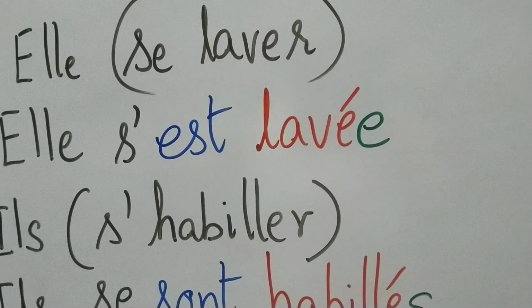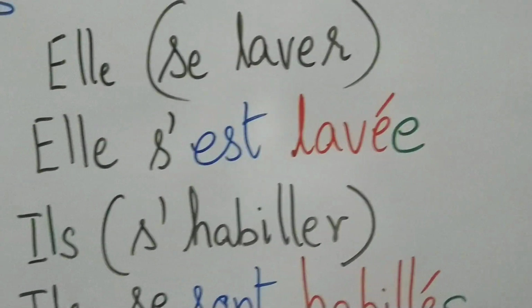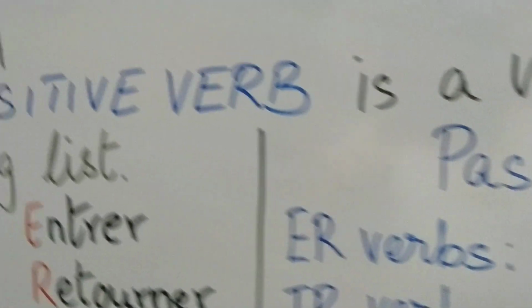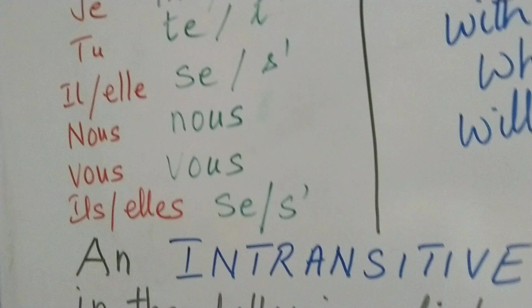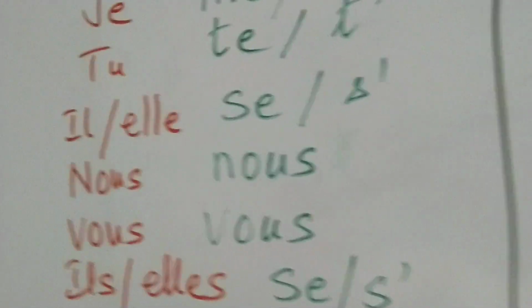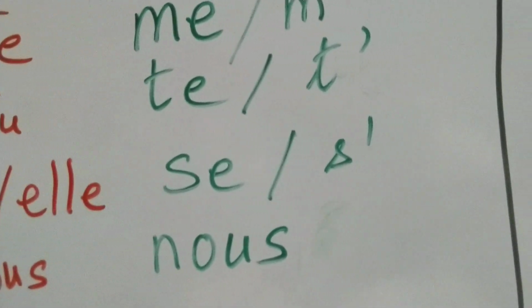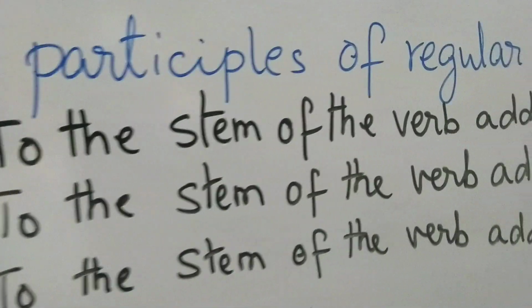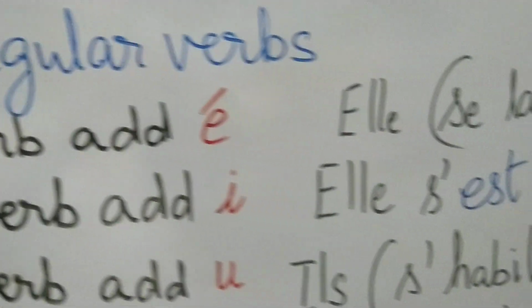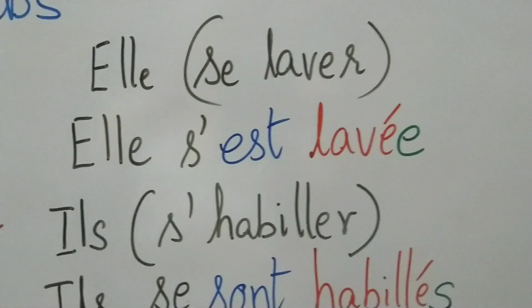Now se will become s apostrophe before vowels. I already told you this in my previous video. When you have il or elle, this se will also become s apostrophe as the reflexive pronoun. That is why se now becomes s apostrophe as the reflexive pronoun here.